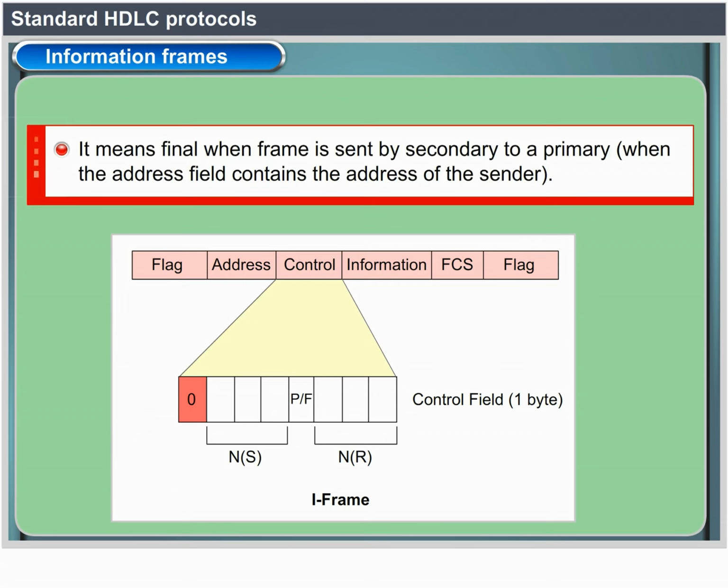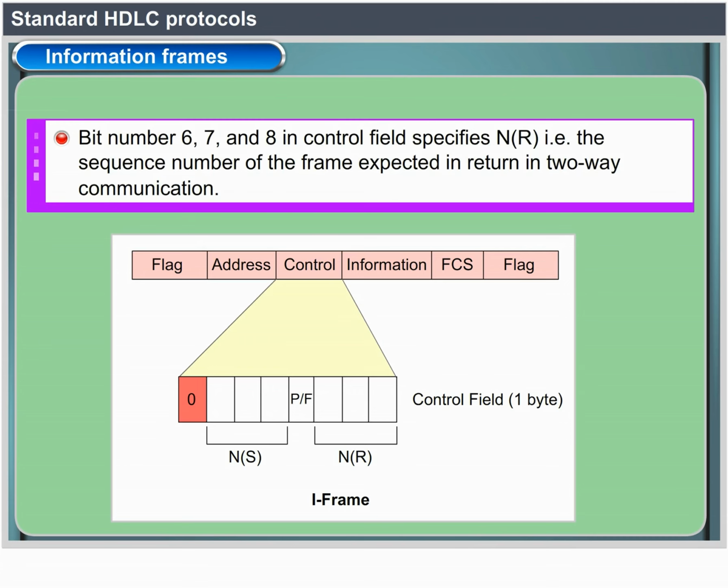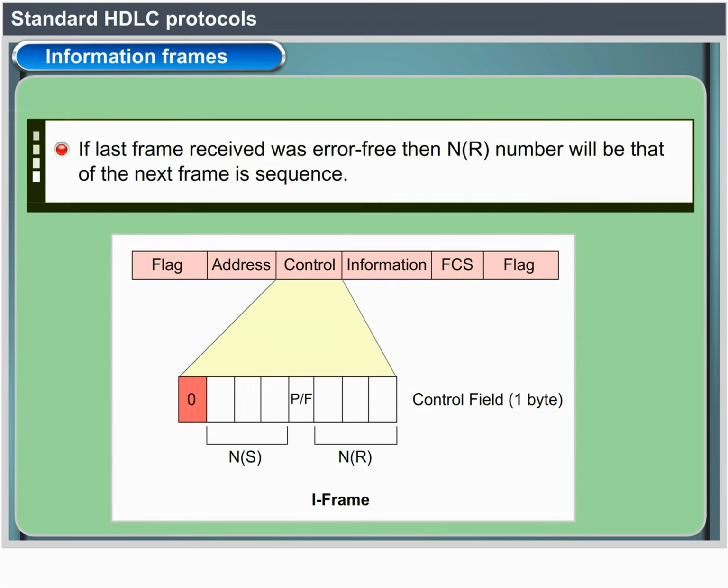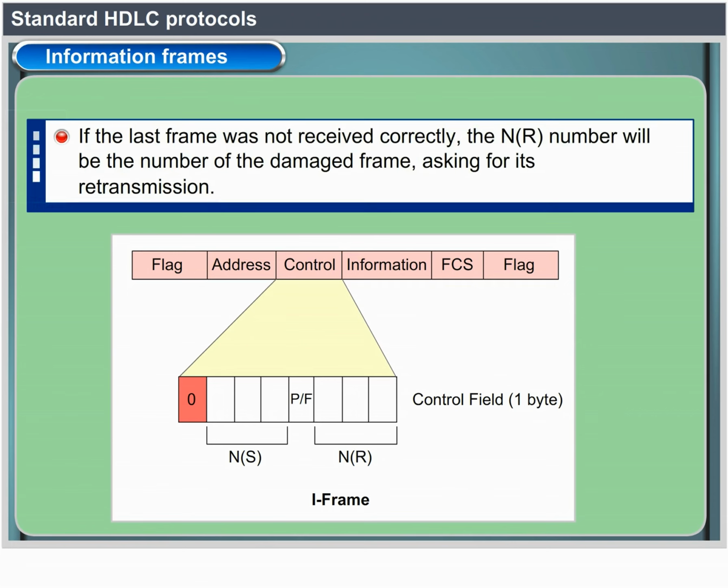Bits number 6, 7 and 8 in the control field specify N(R), that is the sequence number of the frame expected in return in two-way communication. If the last frame received was error-free, then the N(R) number will be that of the next frame in sequence. If the last frame was not received correctly, the N(R) number will be the number of the damaged frame, asking for its retransmission.